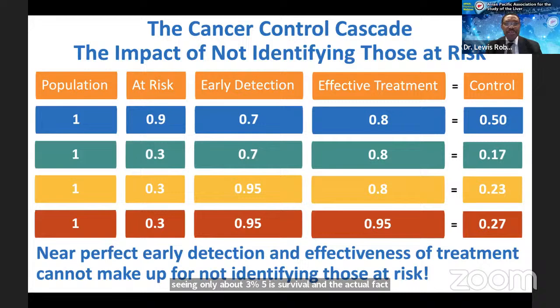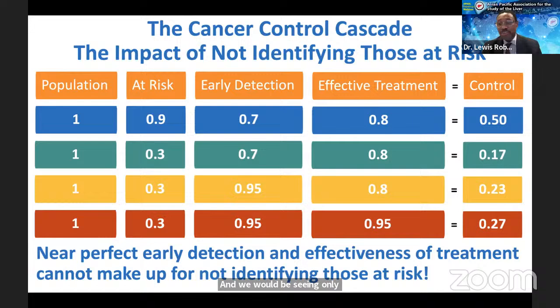So just to highlight the importance of this issue of identifying those at risk, if we look at the last three rows here, I have kept the proportion at risk that's identified at 0.3, which is about 30%, which is what we have in the United States. And just to make the point, if we were to increase early detection to 95%, and even to increase effectiveness of treatment to 95%, so we are doing perfectly on early detection and in treatment, the maximum benefit we would get is still limited, and we would be seeing only about 25 to 30% cancer control, or 5-year survival.